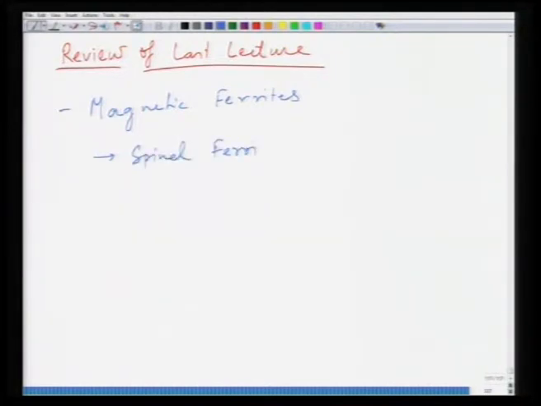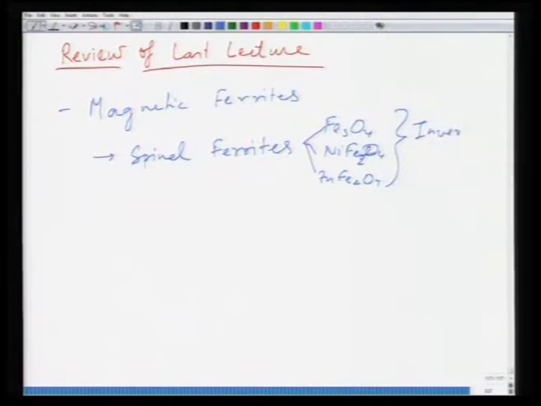ferrites, and these spinel ferrites we discussed were a variety of these: Fe3O4, NiFe2O4, ZnFe2O4, etc. And these were also classified as inverse or normal. Depending upon how the cations distribute themselves in the octahedral and tetrahedral interstices of the FCC lattice made by oxygen atoms, these would be called either normal or inverse ferrites.